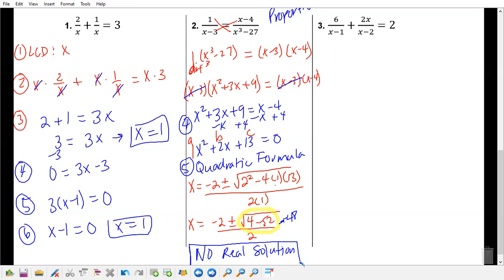Now, it's not going to ask you to find the imaginary, but could you continue this out and find the imaginary solution? Yes, you could. I continued it out on the notes on your canvas if you want to see it.